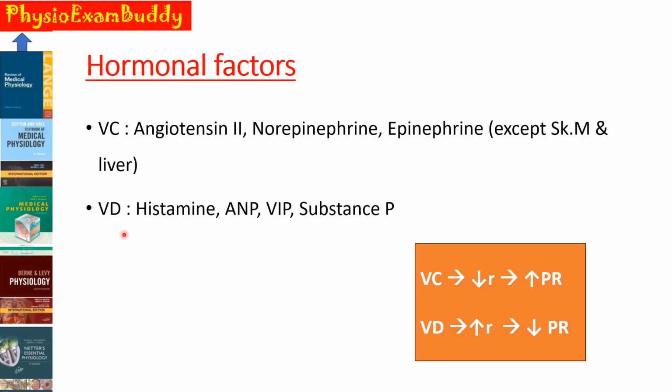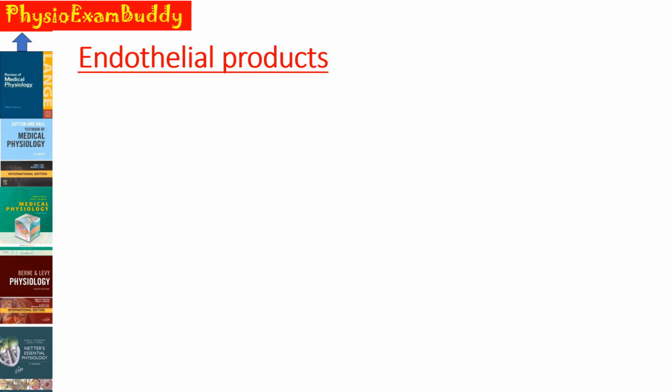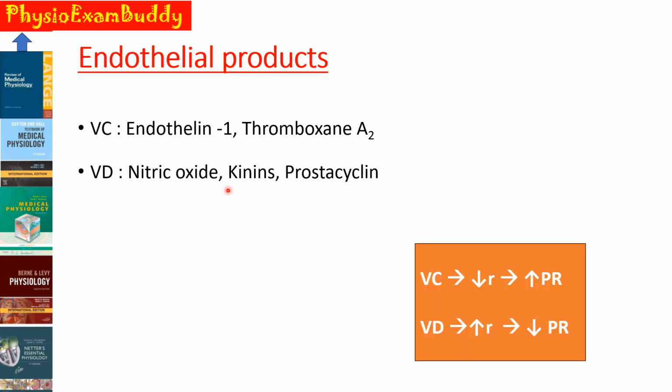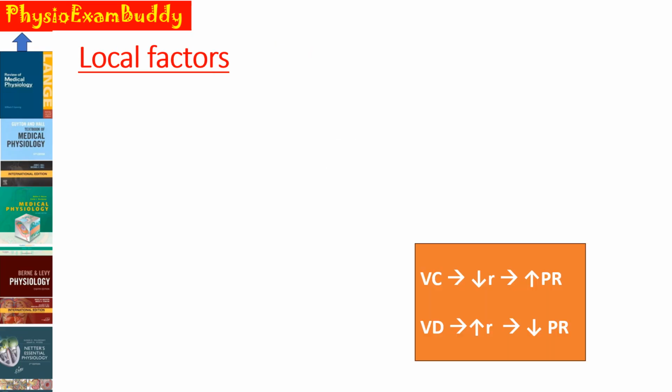Whereas vasodilatation is caused by hormones like histamine, atrial natriuretic peptide or ANP, vasoactive intestinal peptide or VIP, and substance P. Next is about the endothelial products which cause vasoconstriction and vasodilatation. Vasoconstriction is caused by endothelin 1 and thromboxane A2, whereas vasodilatation is caused by nitric oxide, kinins as well as prostacyclins. Next, about the local factors which cause vasoconstriction and vasodilatation.